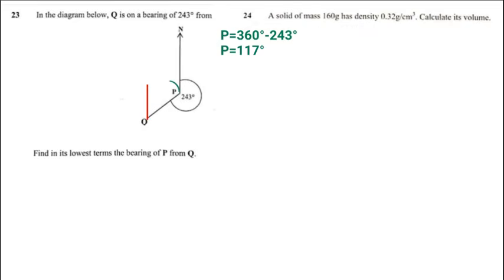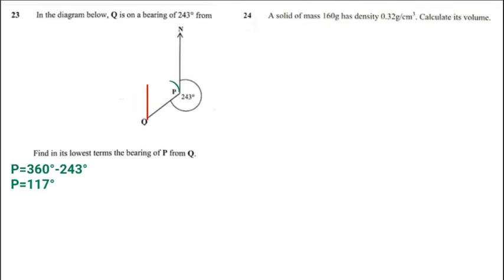Okay, however, let me just bring this down because that space is for question 24. So, that is the value of P. Now, once we've found the value of P, then we can find the value of angle Q there, which is the bearing we want to find.